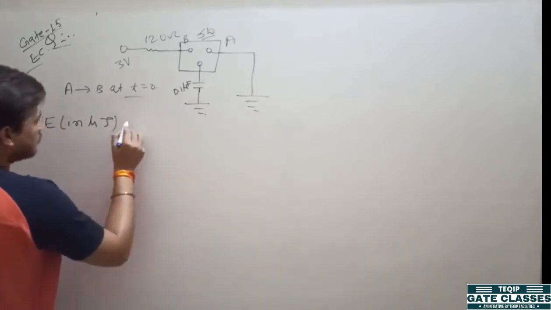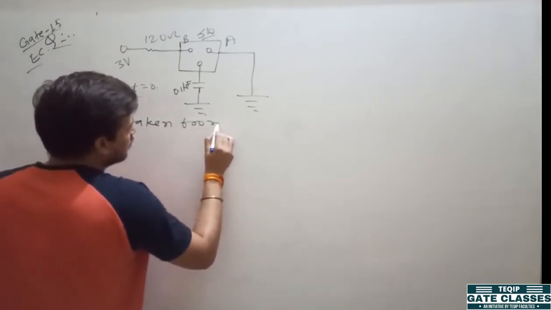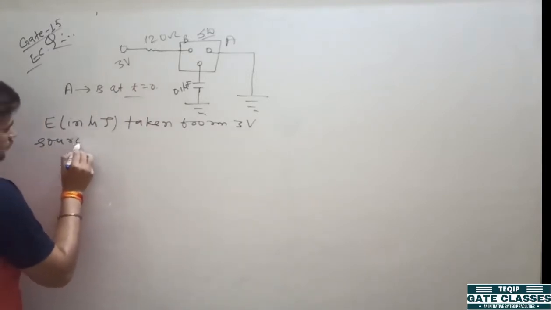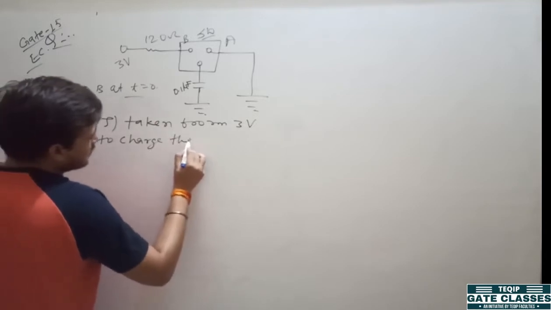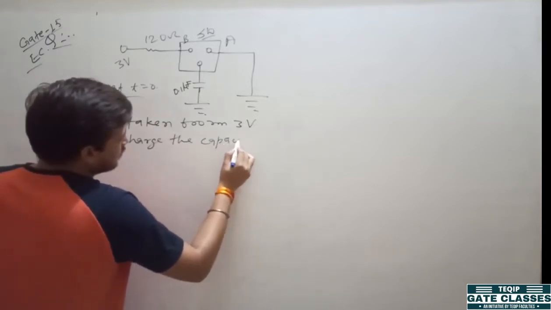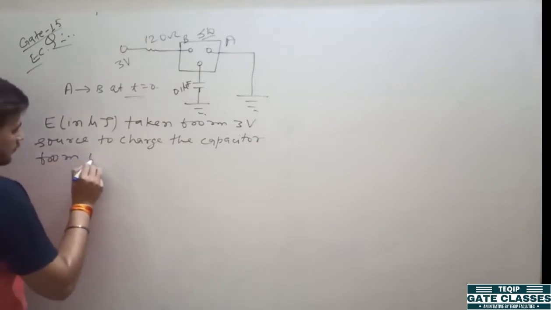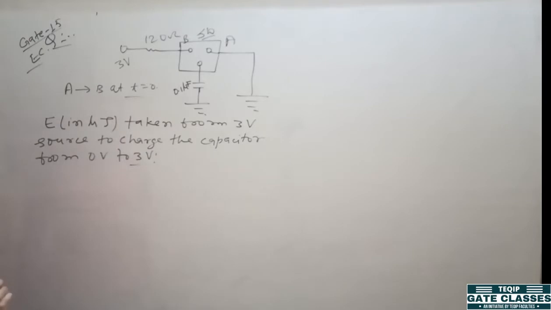You have to find the energy in microjoule taken from the 3 volt source to charge the capacitor from 0 volt to 3 volt. So let us see how to find.